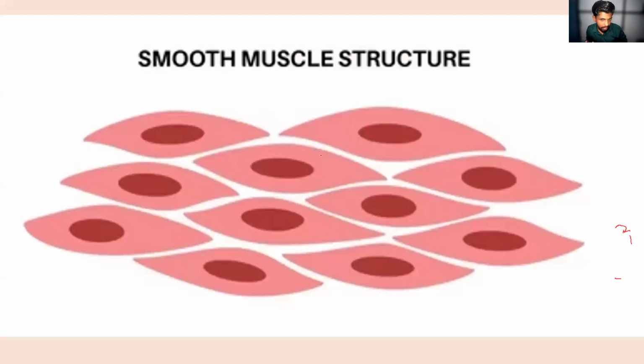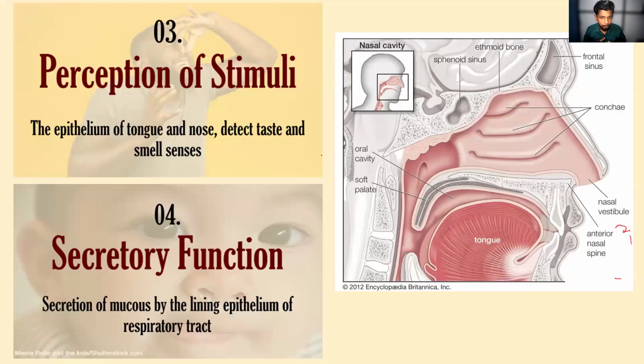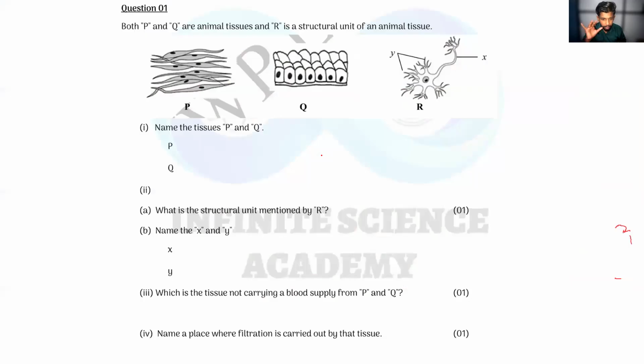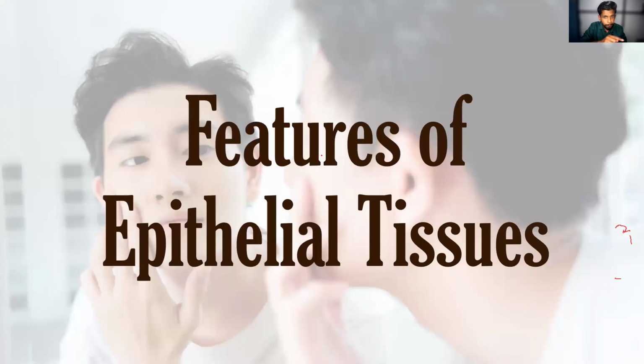Now with that idea, I will give you 2 minutes time. Do this question. I have explained all the things. What are the features of the smooth muscles? What are the features of the epithelial tissue? And what are the functions? All the things I have already discussed. So we can do the question here.